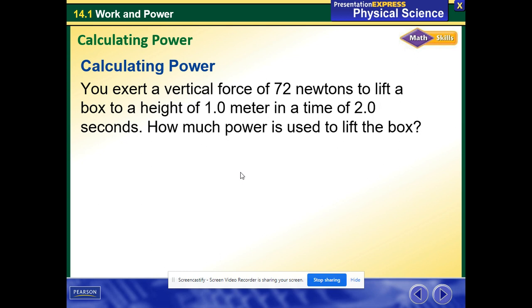So let's go about calculating power. You exert a vertical force of 72 newtons to lift a box to a height of 1 meter in a time of 2 seconds. How much power is used to lift the box?